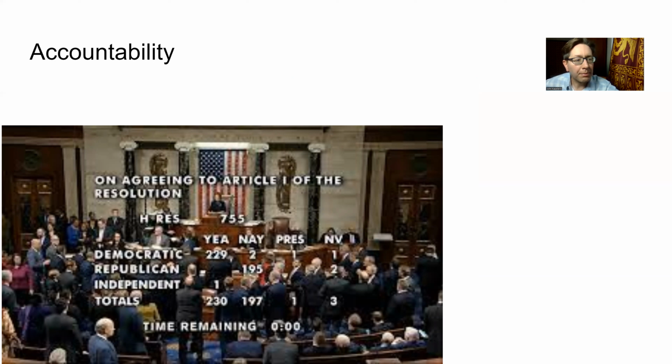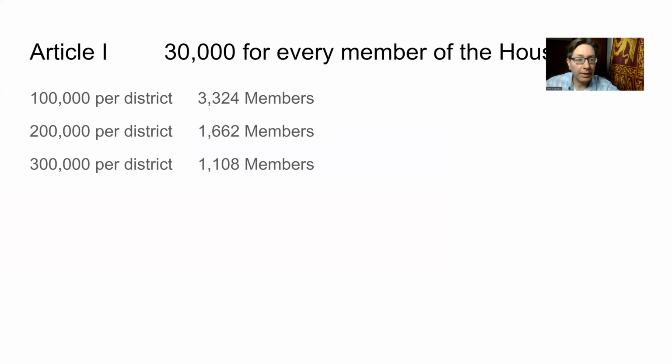In the Federalist Papers, we see the point of the House of Representatives being a check on the aristocracy of the Senate. It's supposed to be a mirror. The House of Representatives is supposed to be a mirror of the people. And in the Constitution, Article 1, there's supposed to be one representative for every 30,000 people. That's what it's supposed to be.